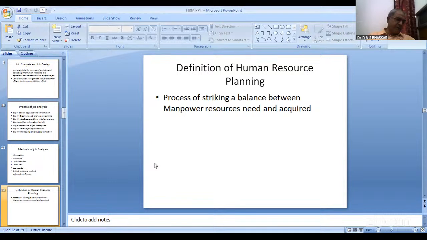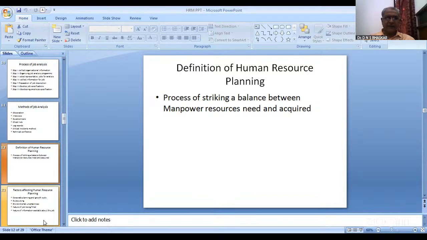That is called human resources planning. What is the difference between manpower planning and manpower recruitment? Whenever we are in the process of identifying the gap between what is required for the workforce, how many people are required for the purpose of performing the job in the organization, all these aspects are taken into consideration in this case.